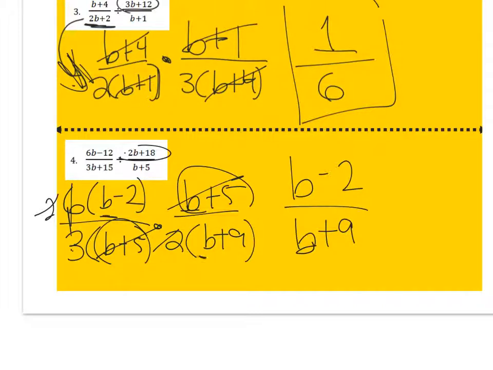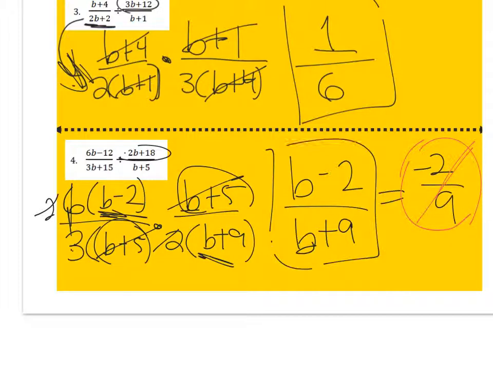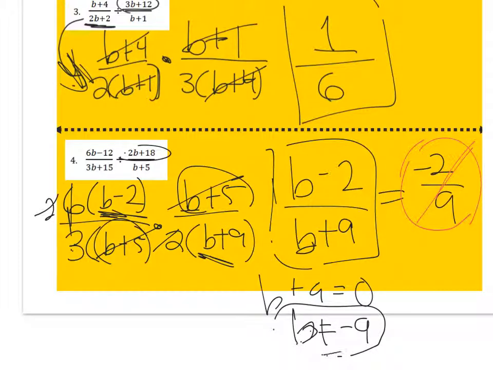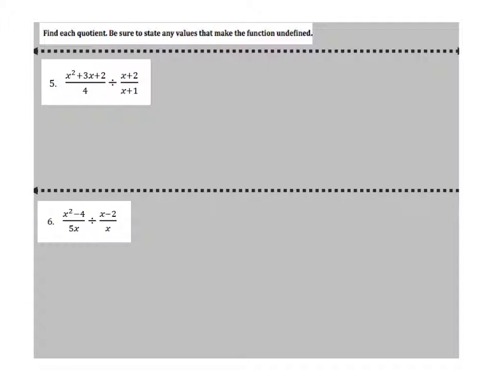I can't just cancel out the b's. Everything goes together here. The b minus 2 and the b plus 9 go together. So don't try telling me that it's negative 2 over 9. You will be wrong. This is going to be your final answer, your simplified expression, and my excluded value is going to be negative 9. B cannot equal negative 9. So there's my answer. Here, same kind of idea. Let's take a look.